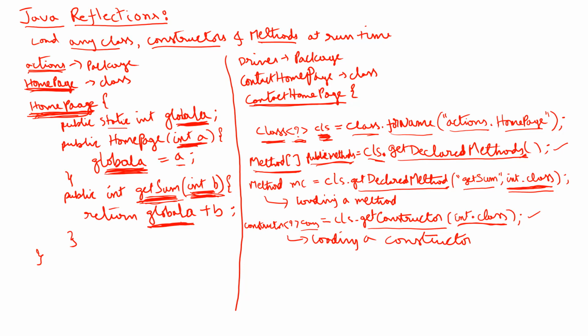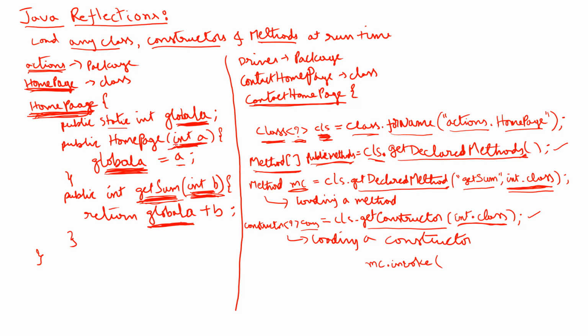For calling the method, we have the invoke method. Okay, so now let's invoke this one. We have this method loaded here, so we'll use that object here. So we'll say mc.invoke. We are invoking the method, but before this we need to pass the values for this constructor as well.